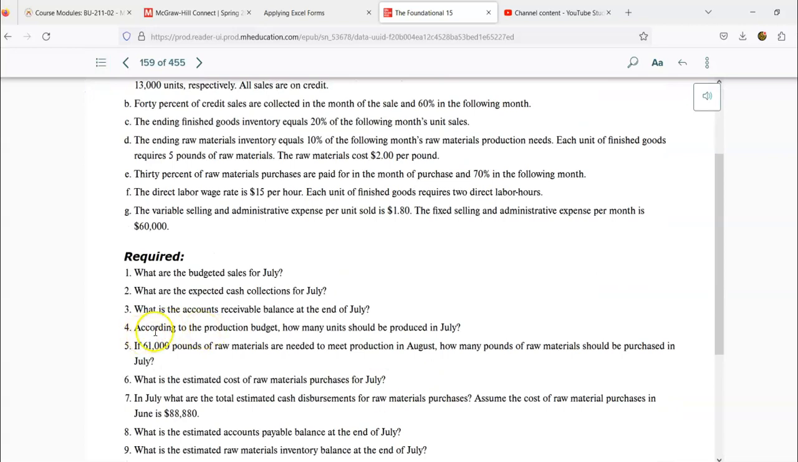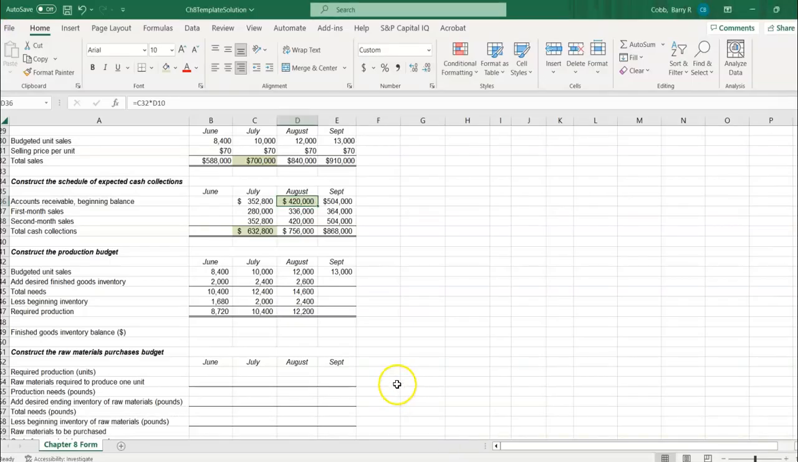Now, we had question number 4 that says, according to the production budget, how many units should be produced in July? And we can see on the production budget that we need to produce 10,400 units.